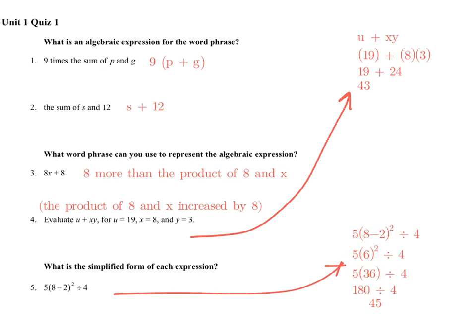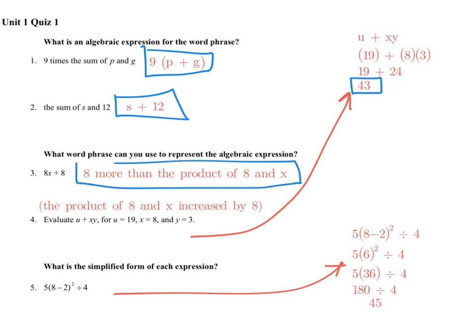Leave it in parentheses to show it's multiplication. 5 times 36 is 180. You're still going to divide by 4, and when you do, it's 45. Okay, so ideally, what you're going to be doing is giving me a box around each answer that you submit, so I can see that that is your final answer, and I'm not searching your paper for it. Okay.